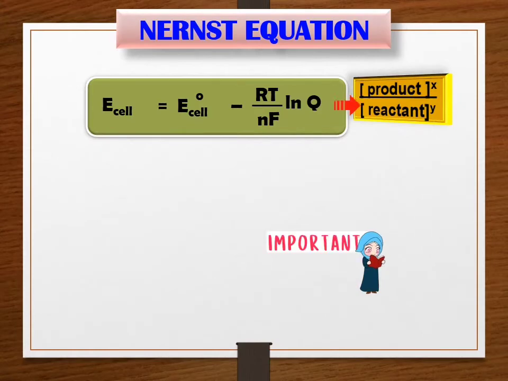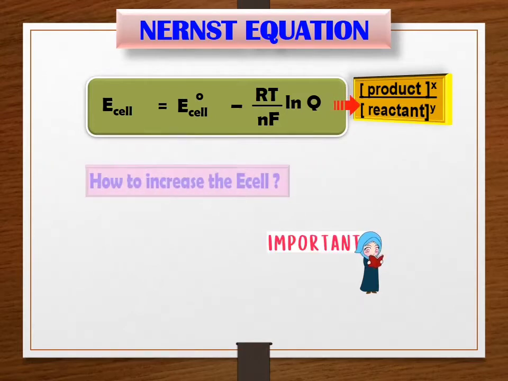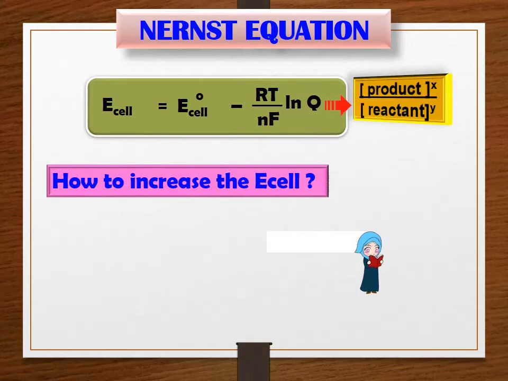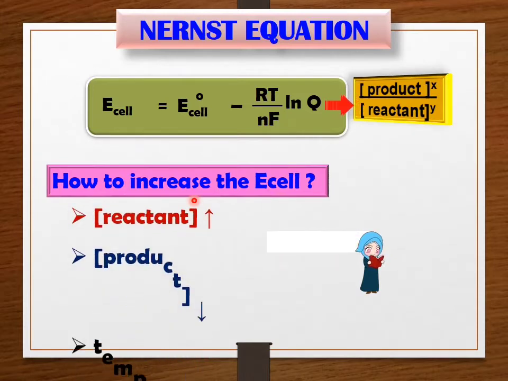Okay, so this is the important part of the Nernst equation because some of the questions will ask you for an explanation. For example, some questions will ask how to increase the cell potential. How do you explain? By using the Nernst equation, you can actually know how to increase the E cell. There are several factors you can mention there. Here I give you all some tips.